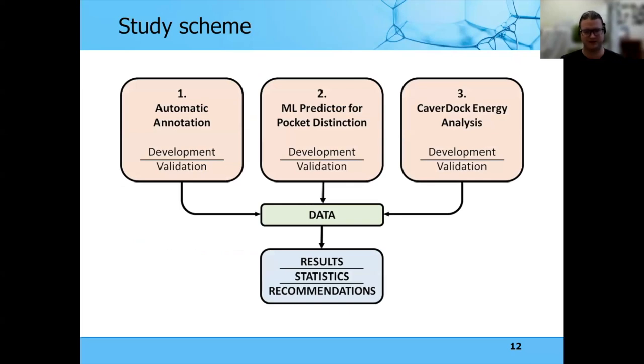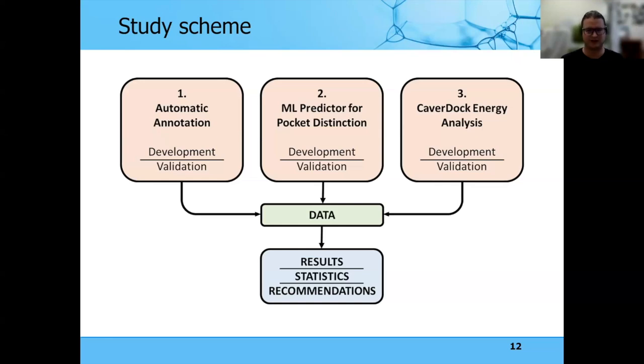Then in the second part, we had to develop a machine learning predictor for the pocket distinction. The purpose of this predictor was to find the information about the relevancy of the pocket for the tunnel calculation. And the third part was the energetical analysis by KVDoc. While there were some structural-based studies of dozens of proteins in the past, this energetical analysis was a novelty in this study, which we brought thanks to having the KVDoc methodology.